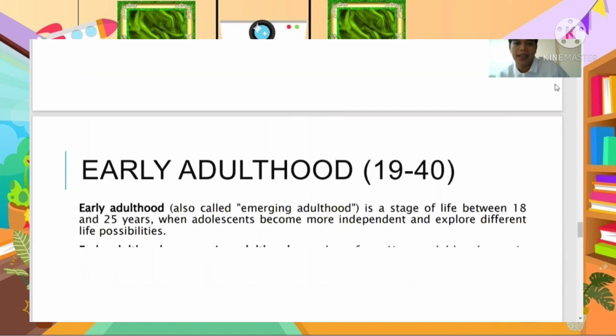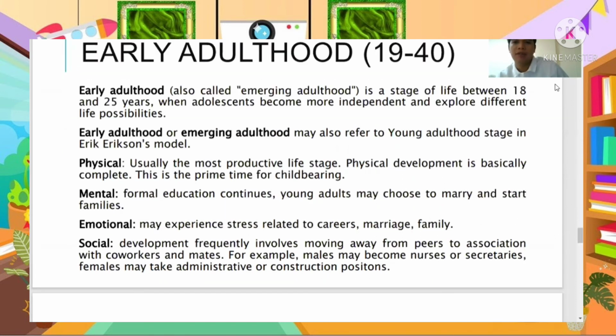Okay, next is early adulthood, age 19 to 40. Early adulthood is called emerging adulthood, a stage of life between 18 to 25 years when adolescents become more independent and explore different life possibilities. Physical stage is usually the most productive life stage, prime time for childbearing. Mental, formal education continues. Young adults may choose to marry and start families. Emotional, may experience stress related to careers, marriage, or family. And social development frequently involves moving away from peers to association with coworkers and mates.